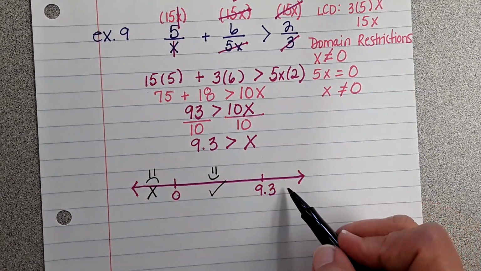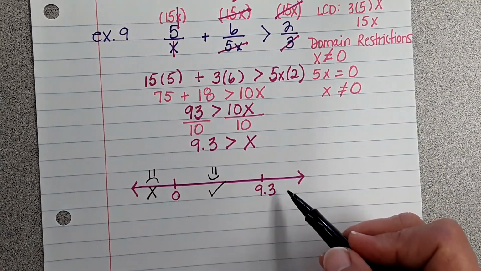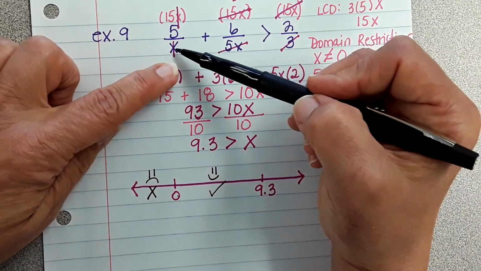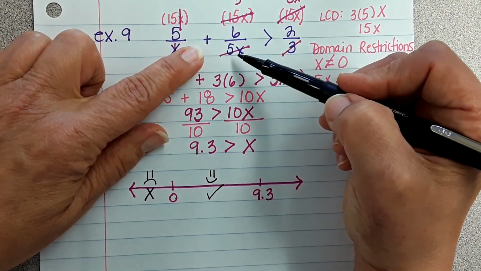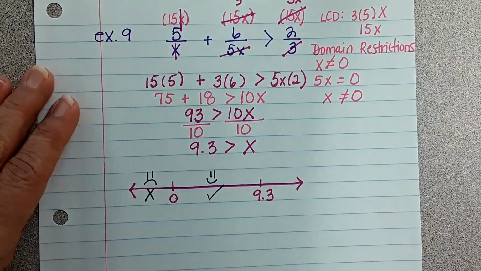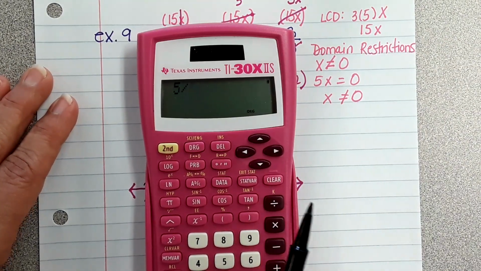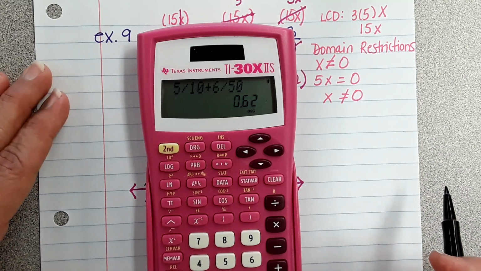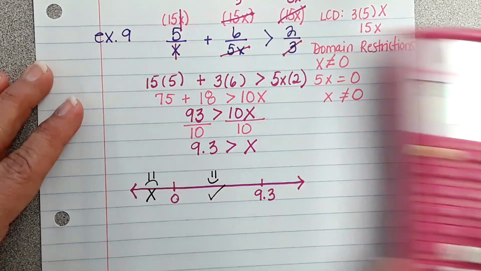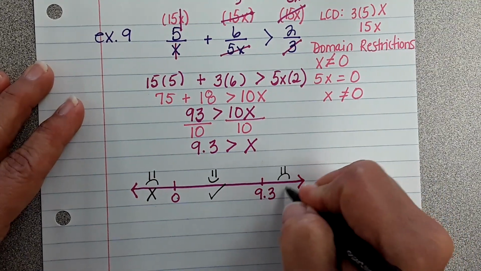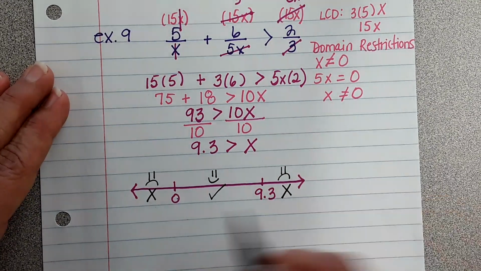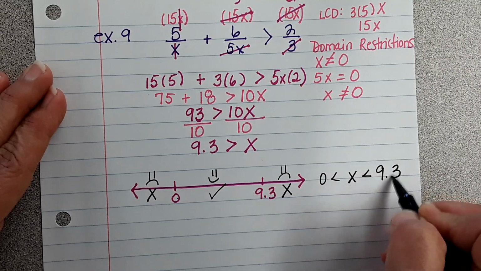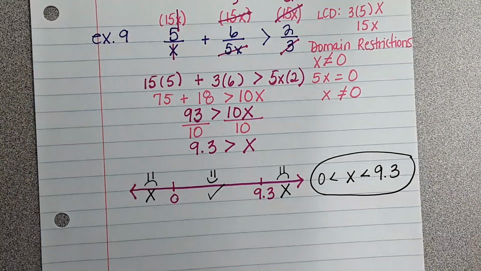And now we need to pick a number that's greater than 9.3, which is 10. So we're going to replace x with 10. So I'm going to do 5 divided by 10 plus 6 divided by 50, because 5 times 10 is 50. So 5 divided by 10 plus 6 divided by 50, and I get 0.62. Is that greater than 0.67 or 0.666? It's not. So this does not work. So that means x is between 0 and 9.3. That is my final answer.